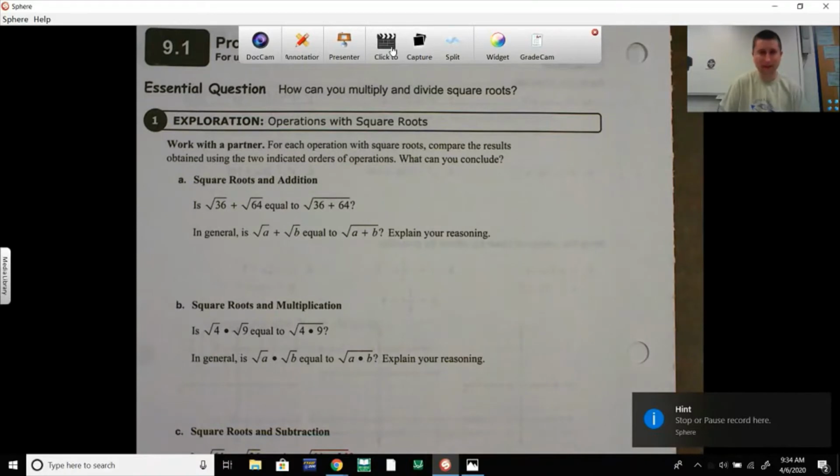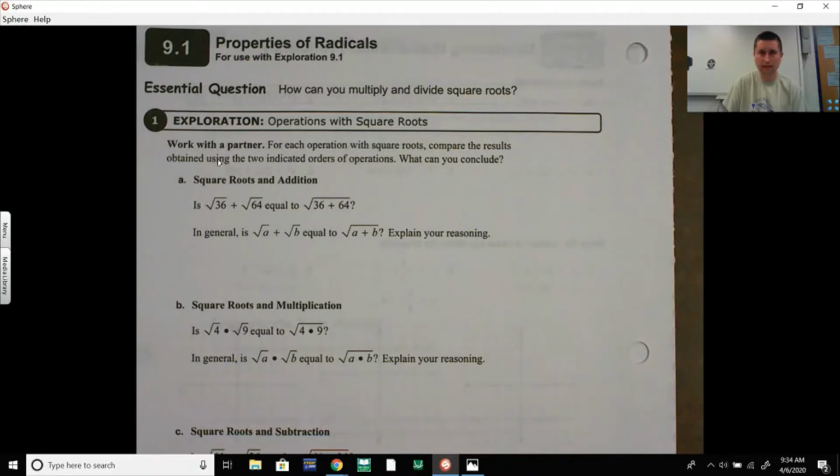Hello, algebra kids. 9.1, multiplying and dividing square roots. This is it for chapter 9.